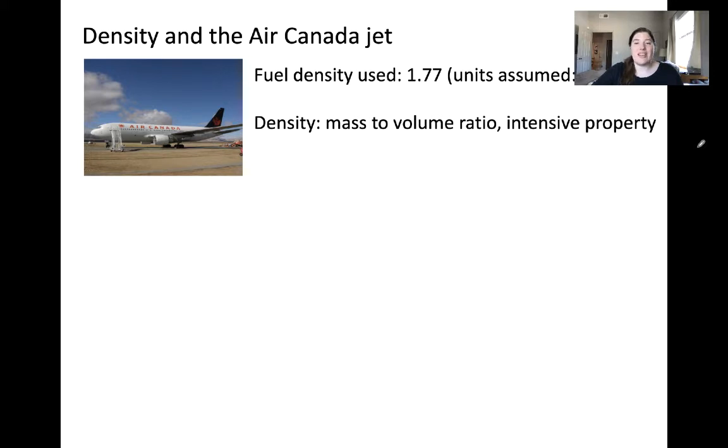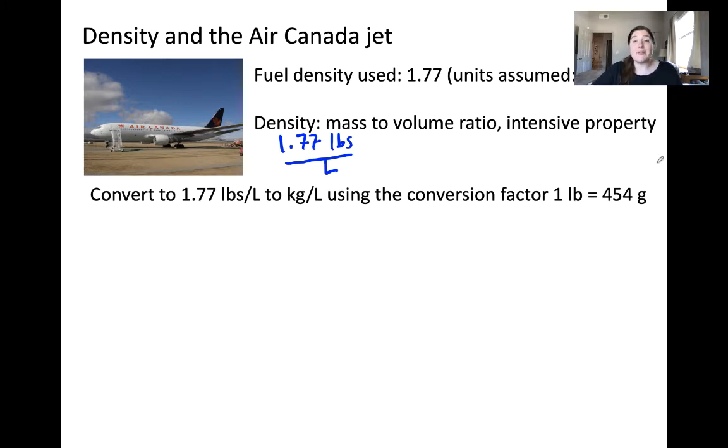For the Air Canada jet, it was fueled in the US, and it was assumed that its density was in pounds per liter. Density is the ratio of an object's mass to its volume. It's an intensive property, meaning it doesn't depend on how much you have. In the case of the jet, it was assumed that there were 1.77 pounds of fuel per liter. Fuel in this case was measured in liters as it was put into the plane. But it turns out that this Air Canada jet was programmed in Canada, which uses the metric system. Therefore, the units were actually in kilograms per liter.